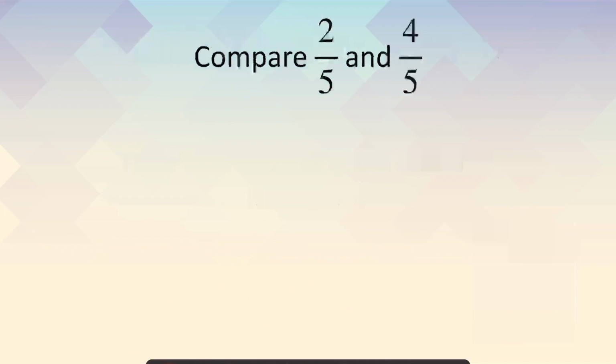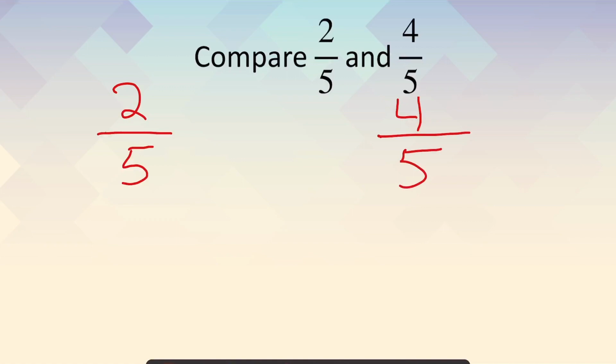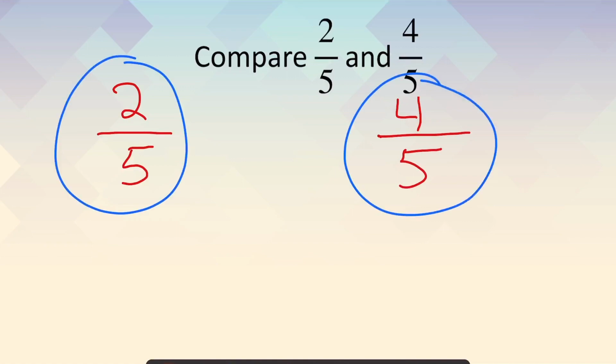So first, this isn't in your book. This is something I just put up here. I want us to compare 2/5 and 4/5. And by compare, I want to know which one of these is greater. Is 2/5 greater or is 4/5 greater? Well, before we have even learned any of these math terms, our instinct should tell us that 4/5 is greater than 2/5, or in other words, 2/5 is less than 4/5.